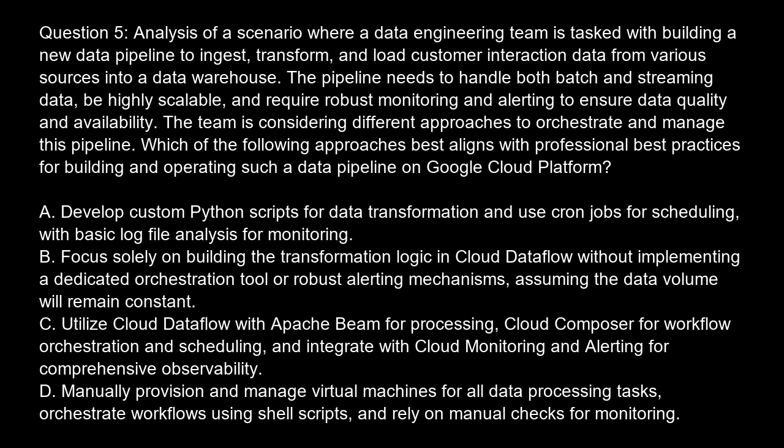Option A. Develop custom Python scripts for data transformation and use cron jobs for scheduling, with basic log file analysis for monitoring. Option B. Focus solely on building the transformation logic in Cloud Dataflow without implementing a dedicated orchestration tool or robust alerting mechanisms, assuming the data volume will remain constant. Option C. Utilize Cloud Dataflow with Apache Beam for processing, Cloud Composer for workflow orchestration and scheduling, and integrate with cloud monitoring and alerting for comprehensive observability. Option D. Manually provision and manage virtual machines for all data processing tasks, orchestrate workflows using shell scripts, and rely on manual checks for monitoring.